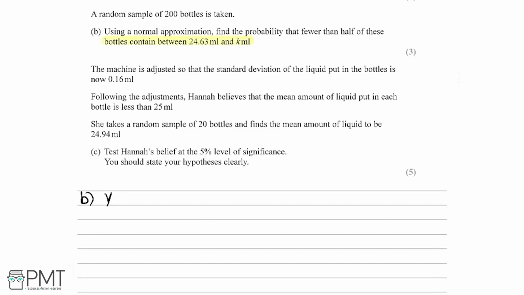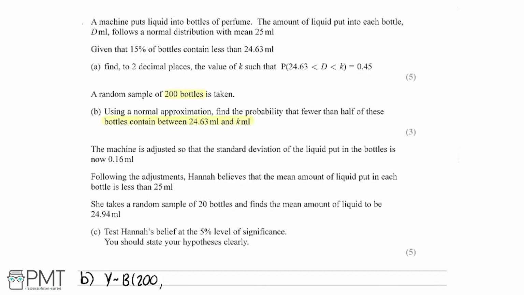Right, so if we say Y, that's distributed binomially, with n being 200, because there's a sample of 200 bottles, and p, the probability. If we look back up at part A, we can see the probability of it being between 24.63 and k is 0.45. So we're going to have 0.45 here.